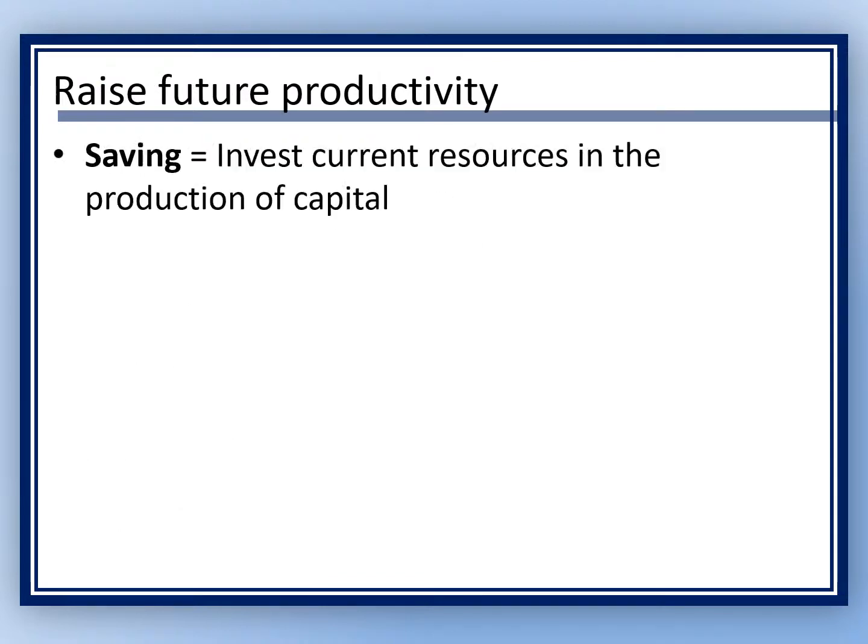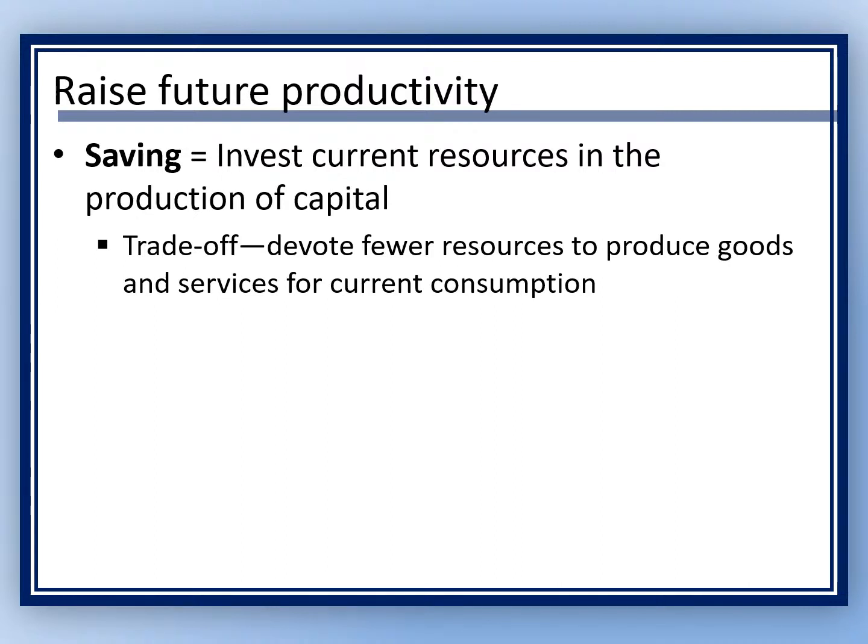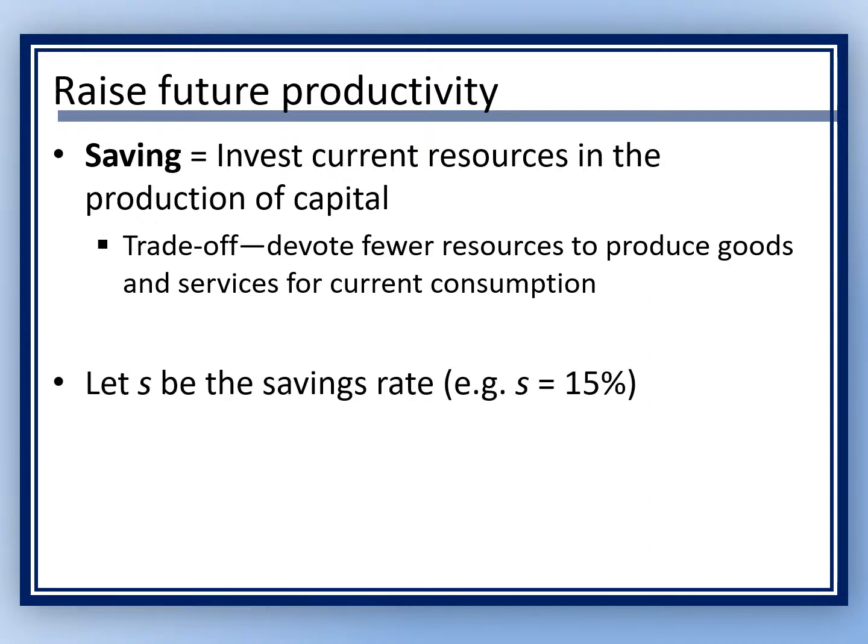Right, so how do you raise future productivity in this model? Well, what you want to do is you want to save, because if you save, then you're investing your current resources in the production of capital, which would make you more productive in the future in this model. The trade-off obviously is that if you're saving more, then you're having less for consumption today, right? So in this model, the savings rate is kind of exogenous, fixed, right? So it's not really something that the agents just endogenously make decisions on.